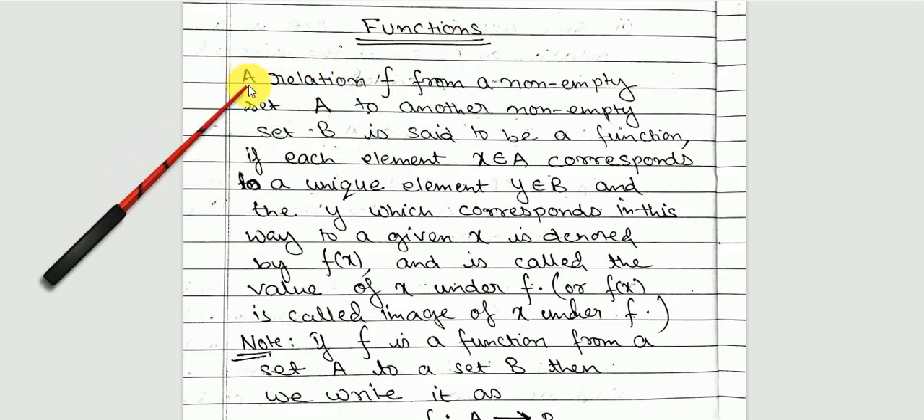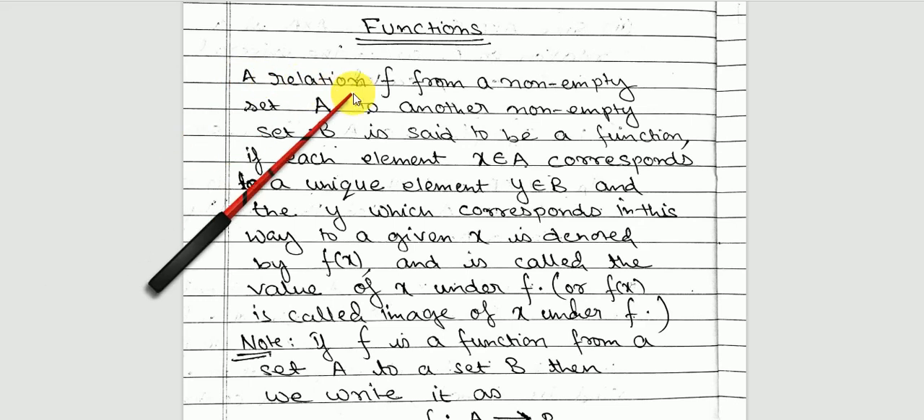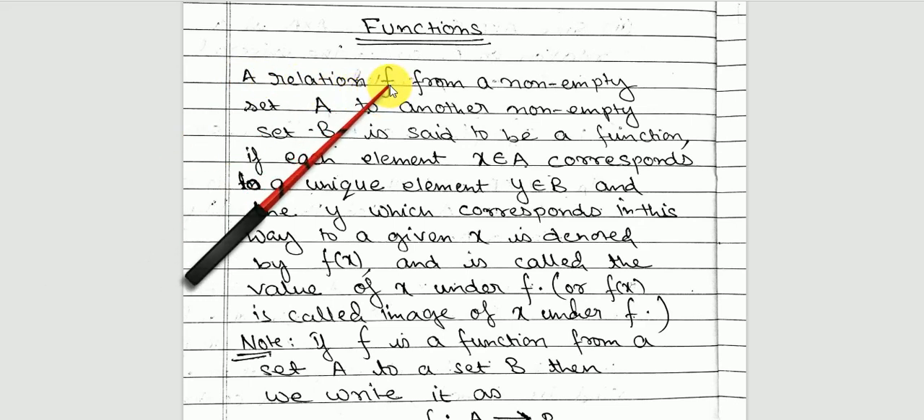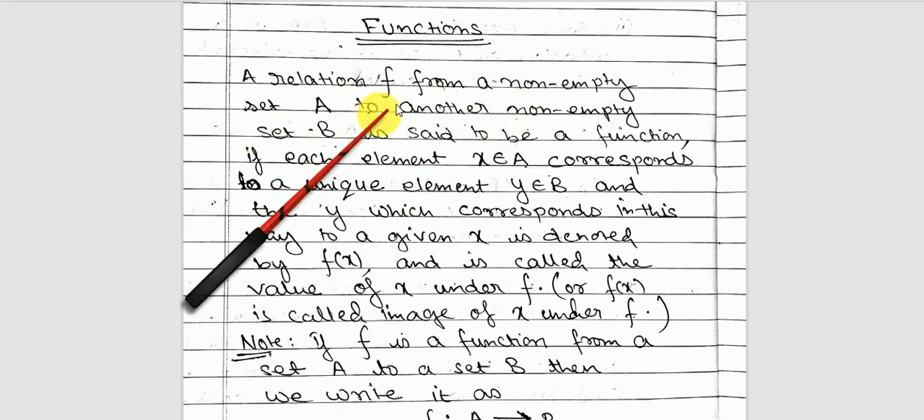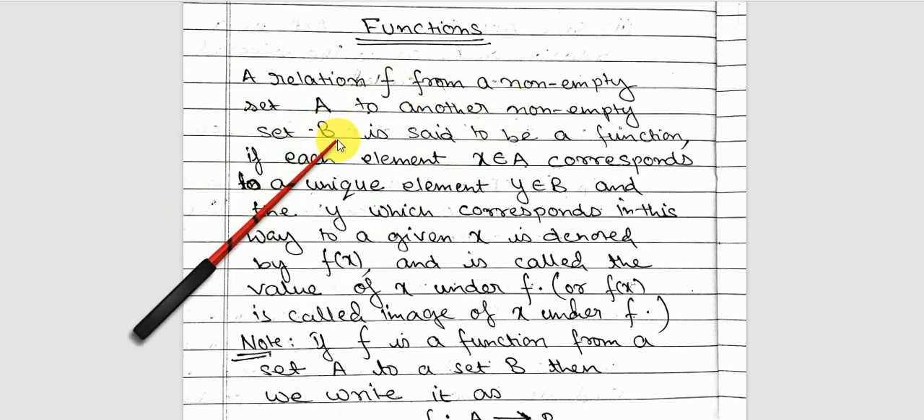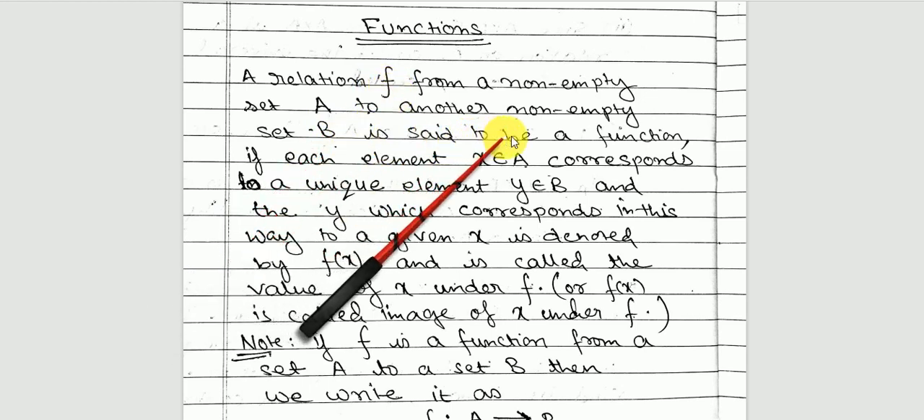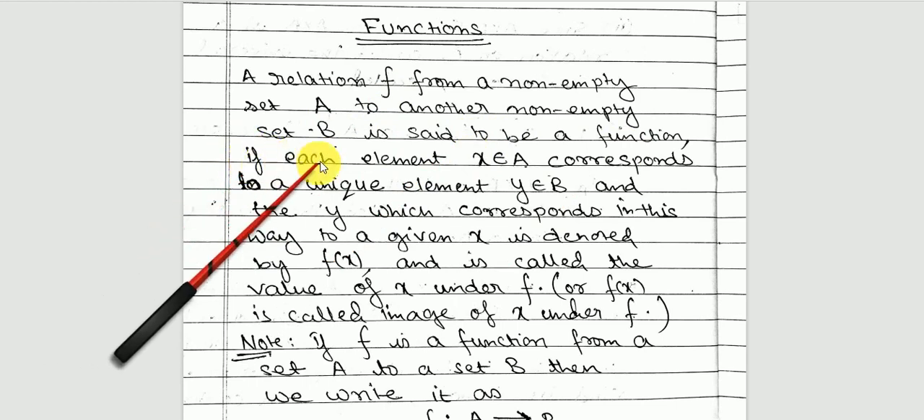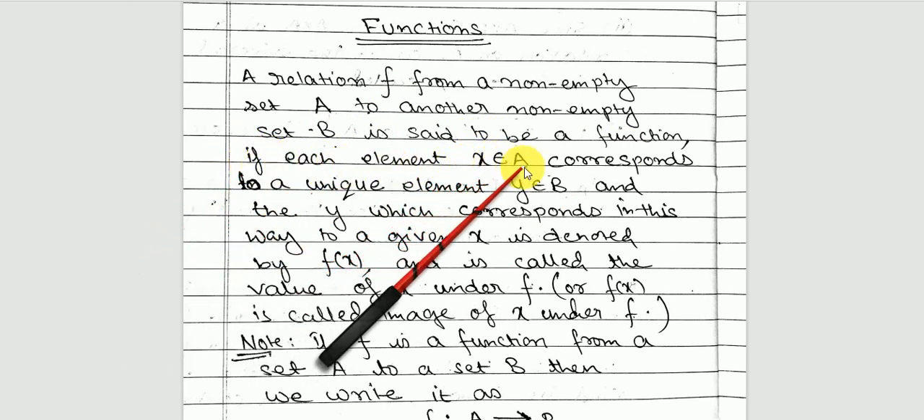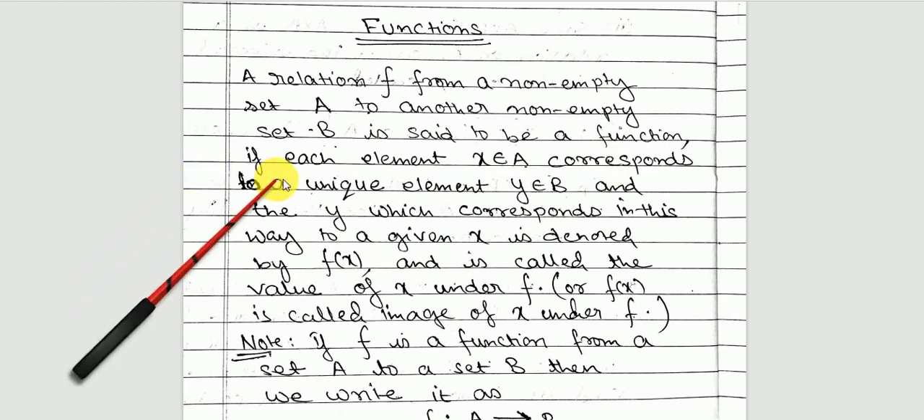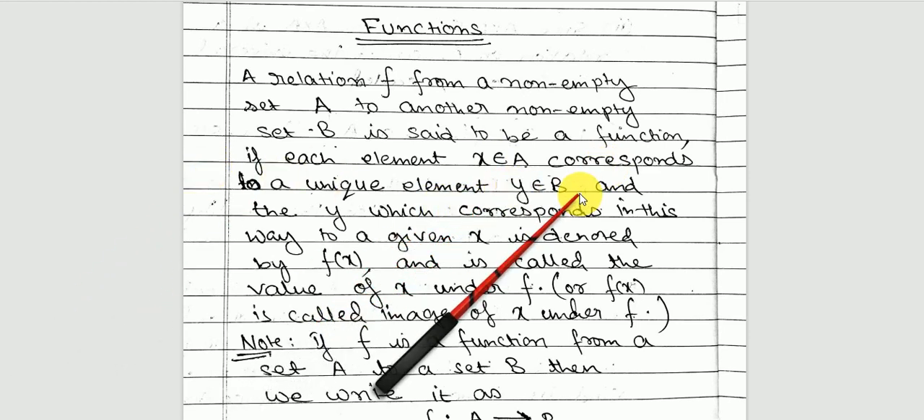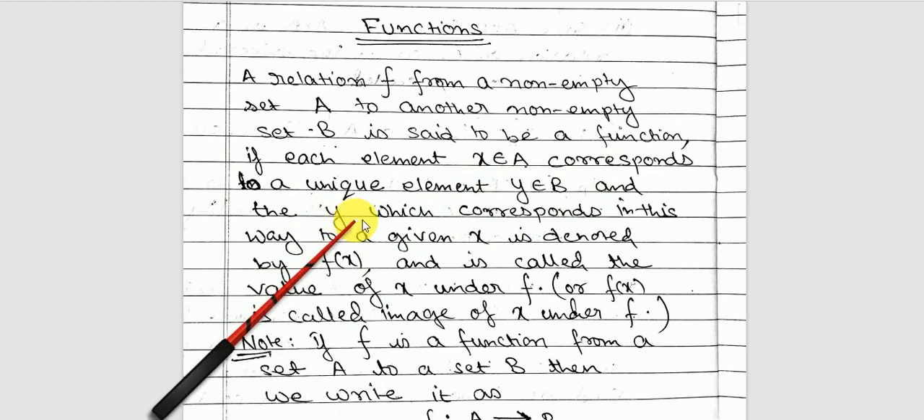Let us see the definition for functions. Suppose we have a relation F from a non-empty set A to another non-empty set B. So here F is a relation from A to B. This F will be said to be a function if each element x belonging to A corresponds to a unique element y belonging to B, and the y which corresponds in this way to a given x is denoted by f of x.